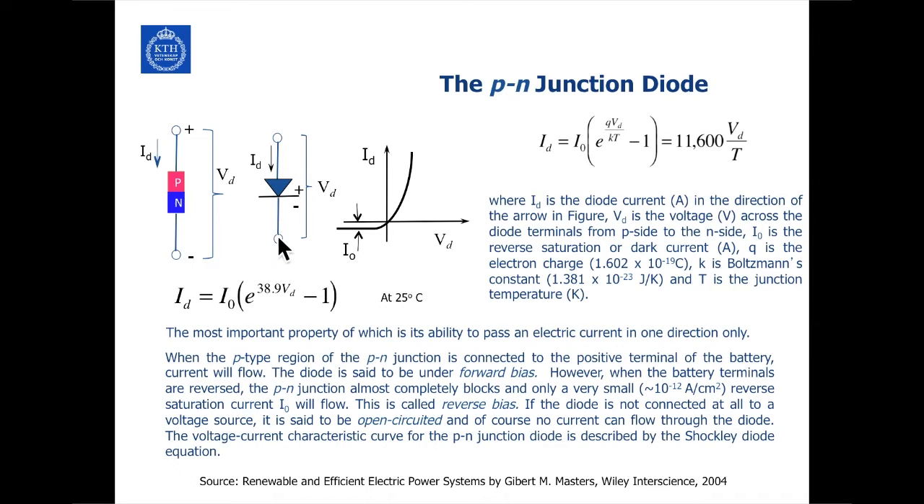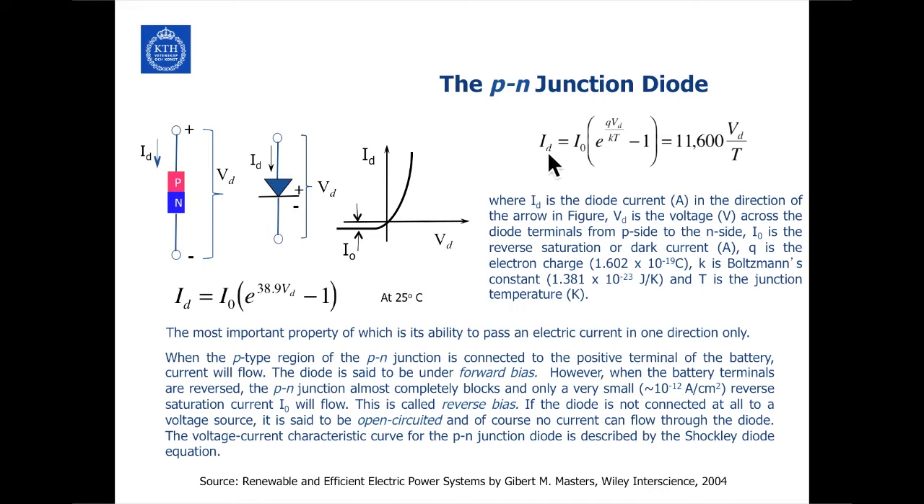When you try to reverse it, the current will not flow through this. The purpose of the diode is simply to allow the current to flow in this particular figure from the top to the bottom. And the typical diode equation is given here, which you have seen before.